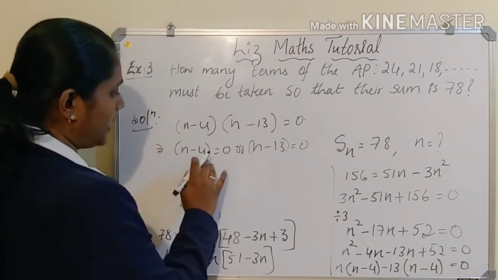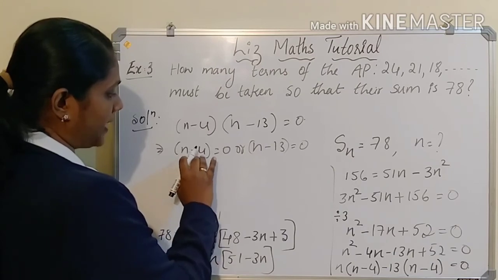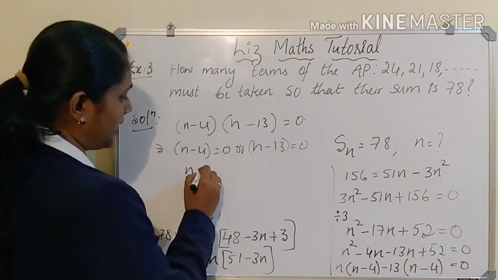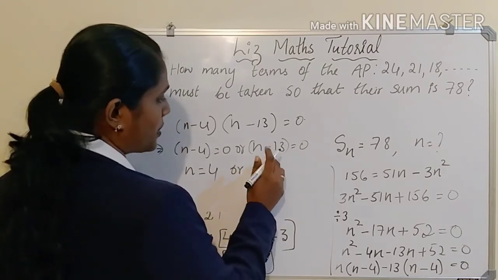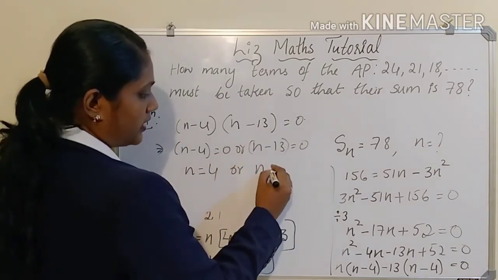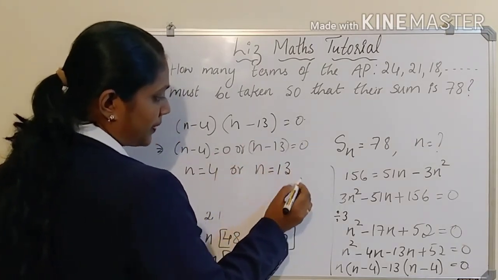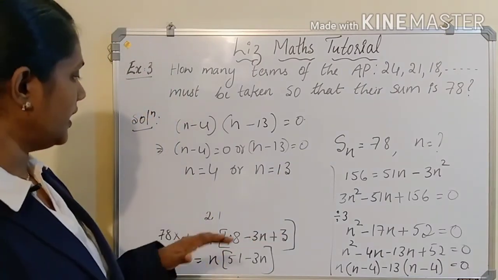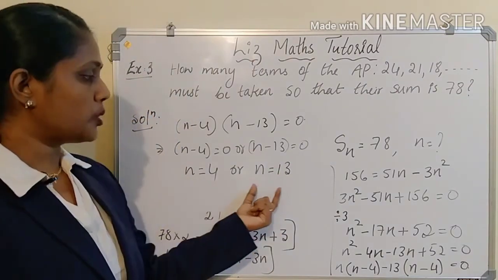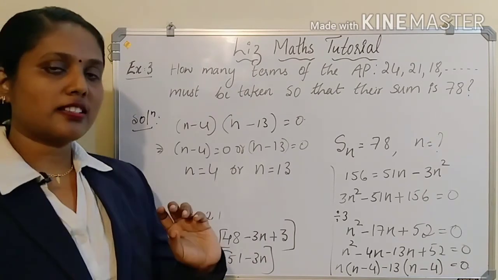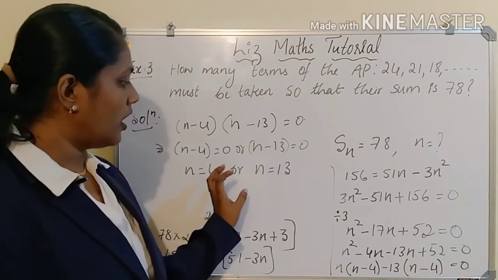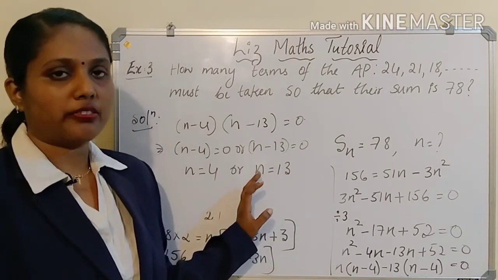Here, open the bracket and bring 4 to that side, so n is equal to minus 4 becomes plus 4, or here also, taking 13 to that side, n is equal to 13. So here you can see there are two answers. Both are positive, so you have to consider n is equal to 4 or n is equal to 13. Both you have to consider.